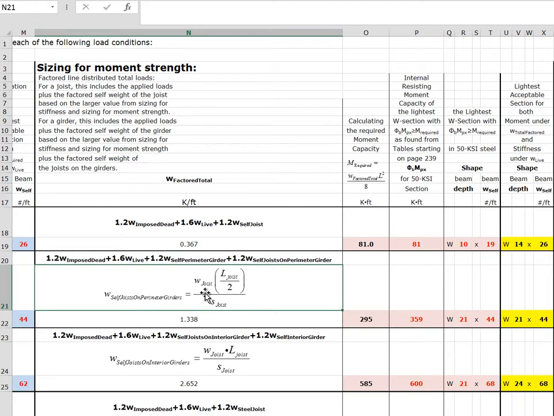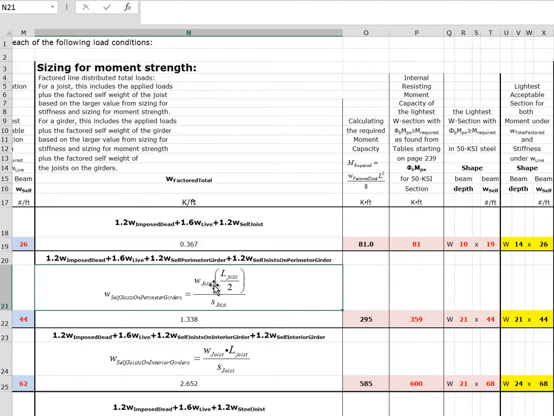And this is a little tricky, so pay attention. First of all, it's W of the joist, which was this number up here. And in this case, it's times half the length of the joist because it's a perimeter girder, and the perimeter girder is only supporting half of one joist. So this is the total weight of the joist. It's the self-weight of the joist times the length of the joist.